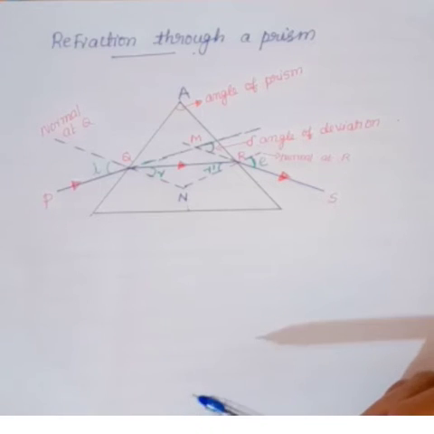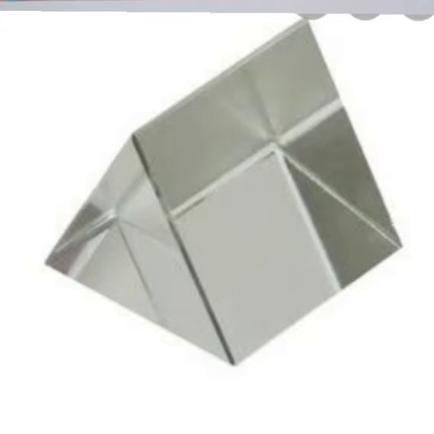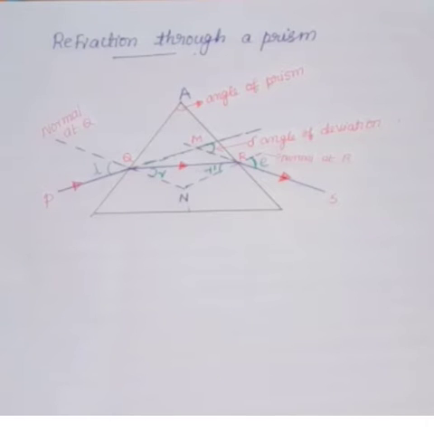The next topic is refraction through a prism. So what do you mean by prism? A prism is a wedge-shaped portion of a transparent refractive medium bounded by two plane faces inclined to each other at a certain angle. So the angle A included between the two refracting faces is called the angle of prism.